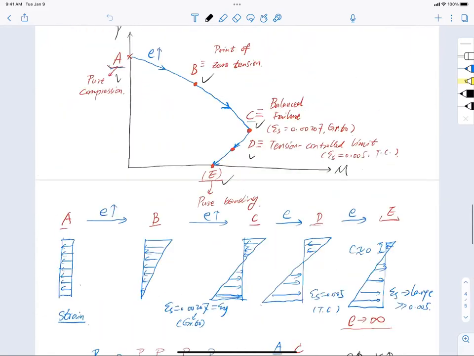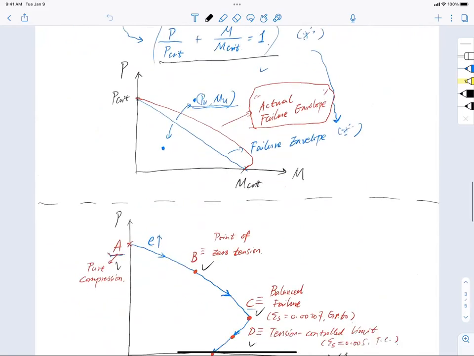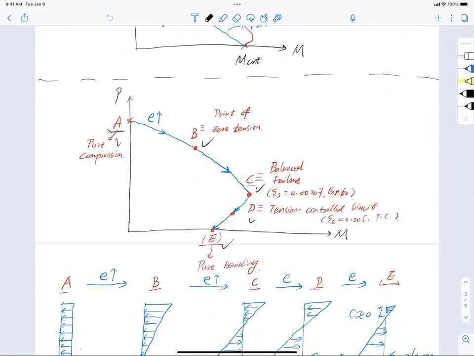We have talked about the column analysis in terms of bending and axial force combined loading. In this combined loading condition, the curve is going to go through 5 points: A, B, C, D, E. Depending on the strain condition, we have what is called pure compression, and in this case the eccentricity is 0. Then as we increase the eccentricity, the strain in the concrete column changes. When there's no tension yet developed in the concrete section, we call it the point of zero tension.